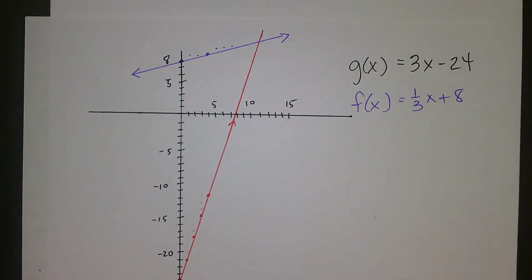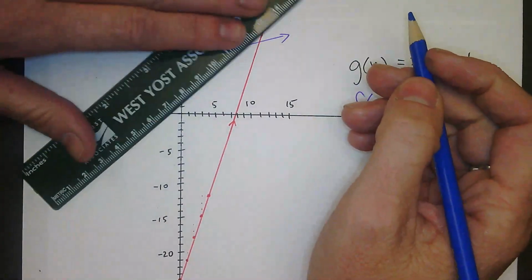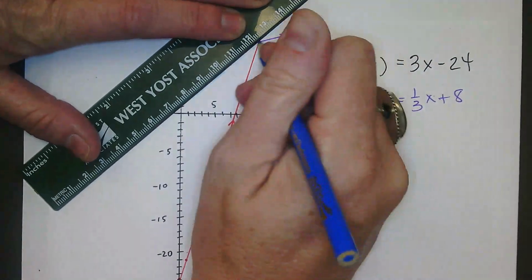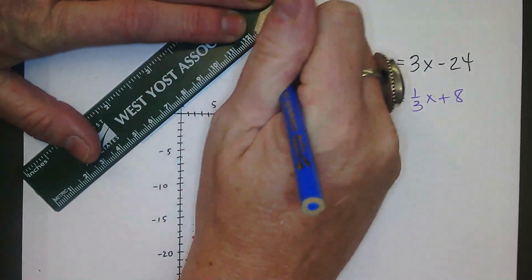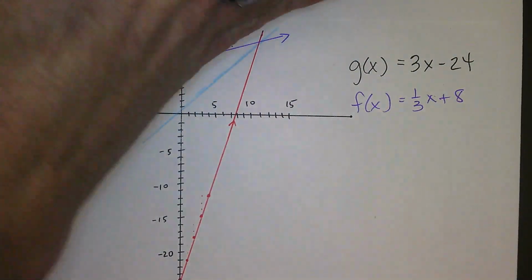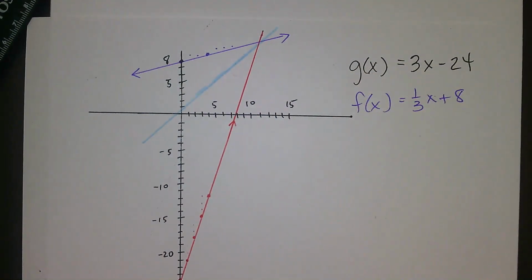Yeah, if I draw in the line y equals x, it's a little bit off there. I'm just trying to show how these are inverses and that it is reflected across that line y equals x.